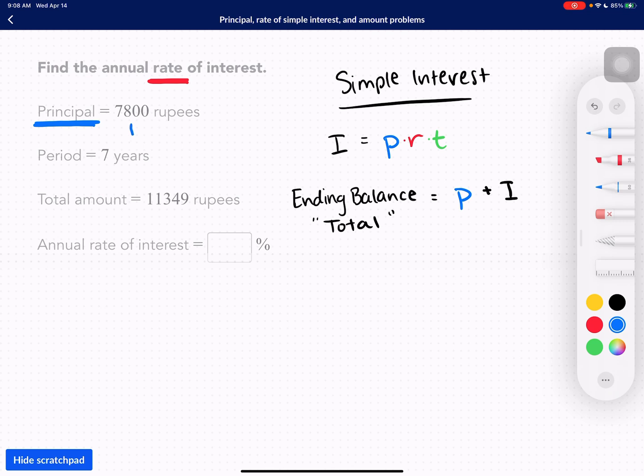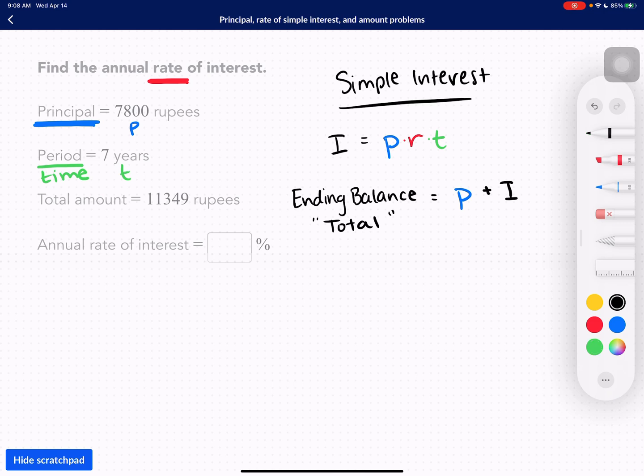Okay, so this is P. And again, rupees is just another form of money. It's the currency in India. So instead of dollars, which is the currency here in America, we're working with rupees here. Okay. And then the period, that is time. So anytime you see period, that is time. You can also see since it says 7 years, you're like, oh yeah, that's time, right? That's how much time has passed. So in this case, ours is 7.